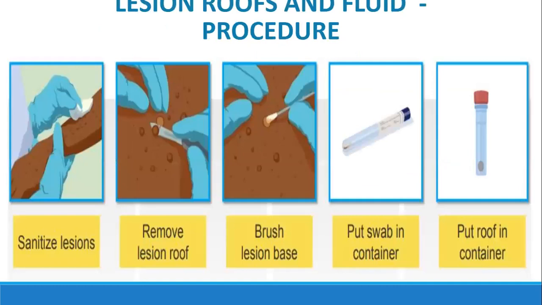Next is the lesion roof and fluid collection procedure. First, we have to sanitize the lesion using alcohol wipes. Then using a scalpel, the lesion roof is removed and sent to the laboratory in a screw capped plain container. After removing the lesion roof, the lesion fluid is collected from the base using a sterile polystyrene swab. Then this swab is placed in a screw capped plain container and sent to the laboratory.